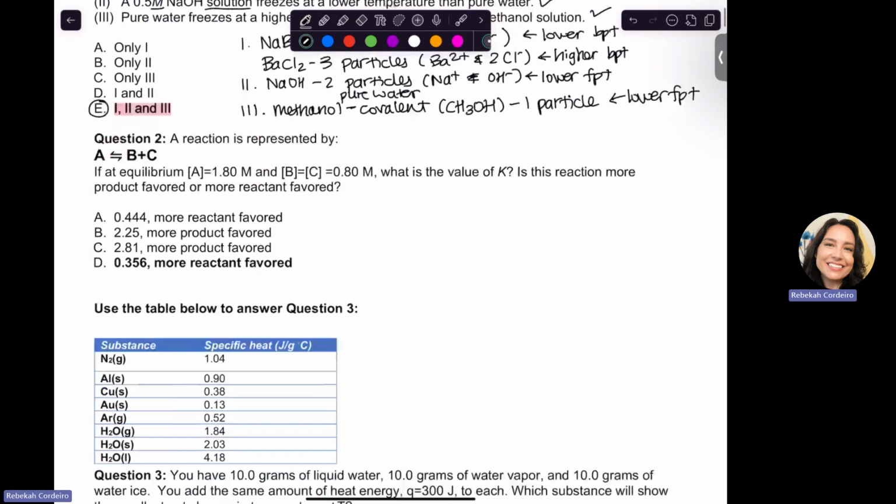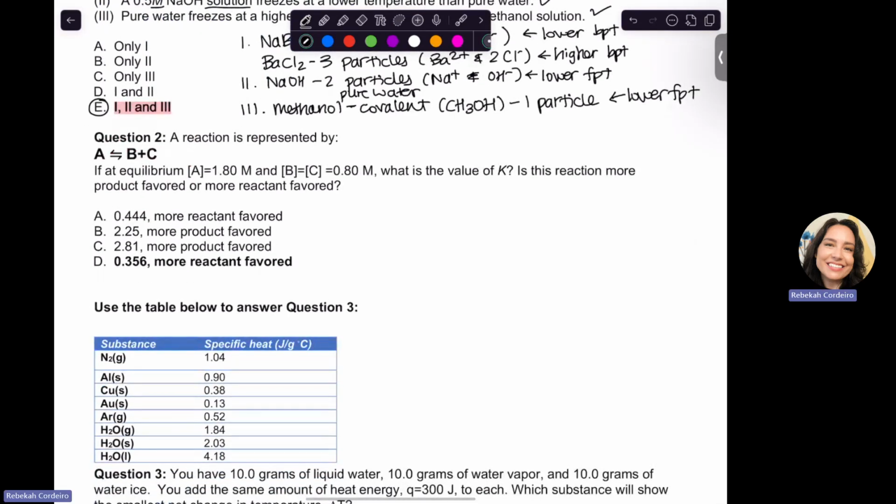For question two, you have your reaction. What's the value of K? So K is equal to the products, which is B and C, over the reactants. The only thing we don't include in K is going to be pure water as a liquid or any sort of solid. They don't tell us the states of matter here, so we just include all of it. And then we're just going to plug in. B and C are both 0.8, and A is 1.80. And so we get 0.356. And we can just choose D from there.